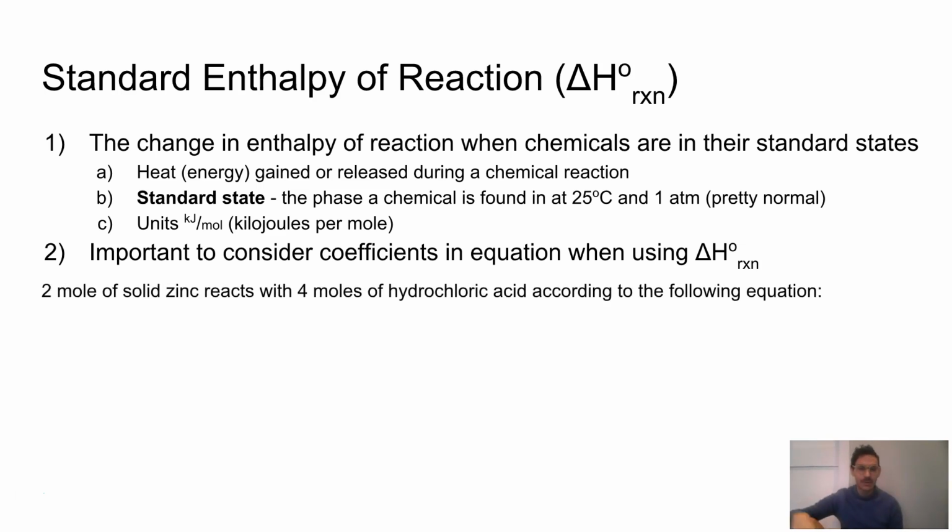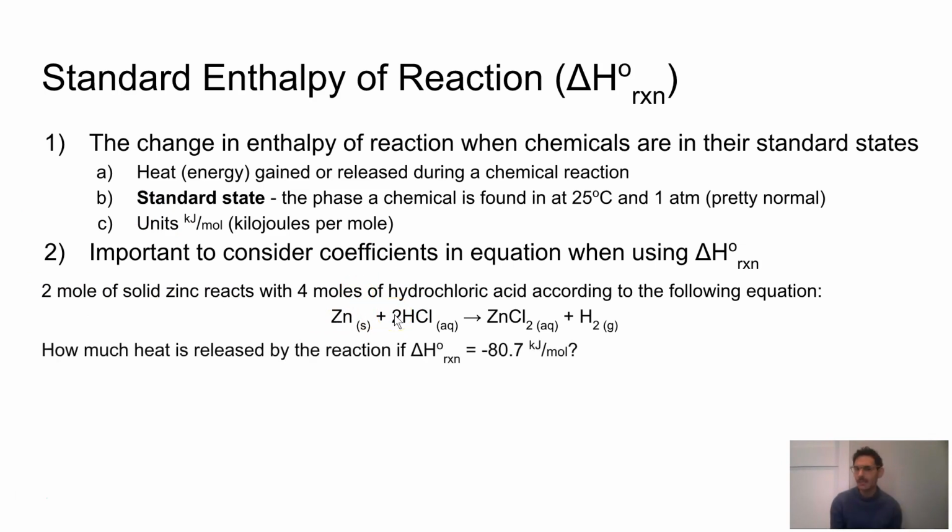Here is an example problem. We've got 2 moles of solid zinc that reacts with 4 moles of hydrochloric acid according to the following reaction equation. So this makes sense. 2 moles of zinc needs to react with twice as much HCl, so 2 to 4 as a ratio. That seems good. That's within this ratio here. How much heat is going to be released by the reaction if our delta H is a negative 80.7 kilojoules per mole?